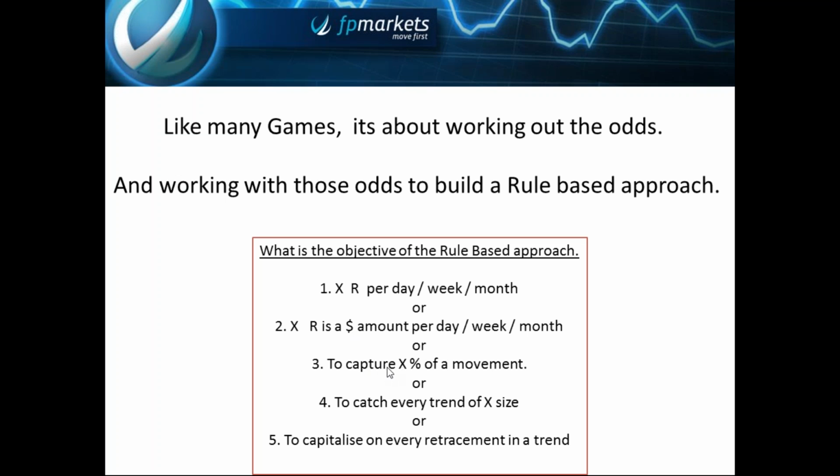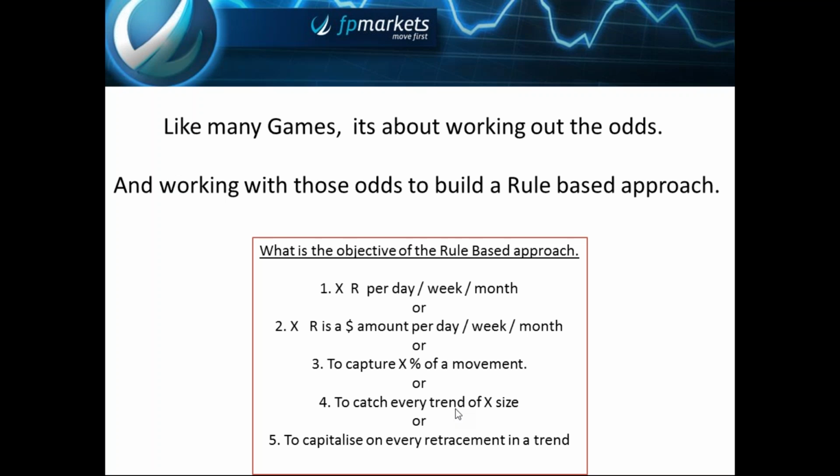Do we want to capture a certain percentage of a particular movement? And I asked the question around this: how do you know how long the movement's going to be? You don't know that. And of course you can then use an indicator like a moving average or a CCI to capture movements and really work out whether that actually pays off or not. And the fourth one is to catch every trend of a particular size.